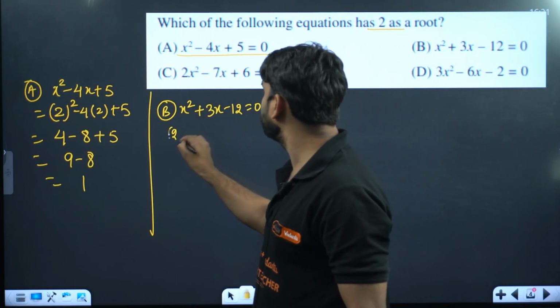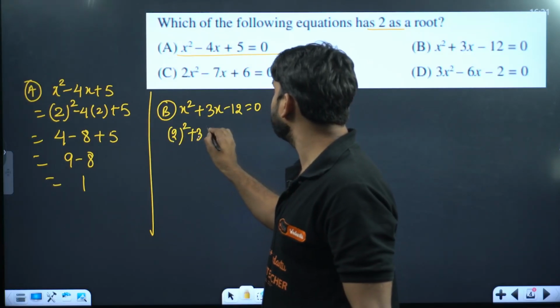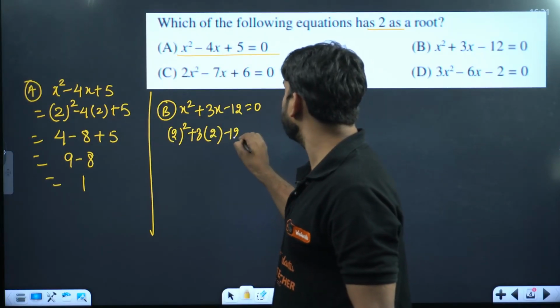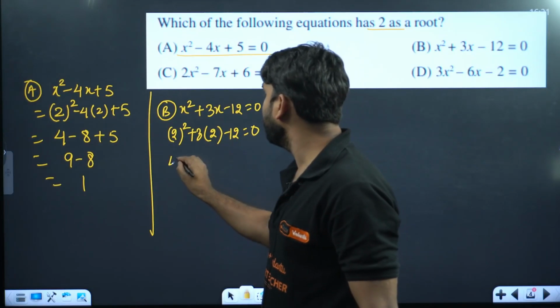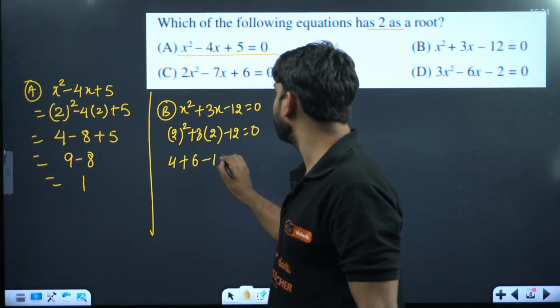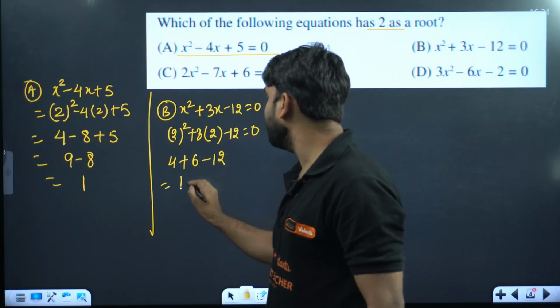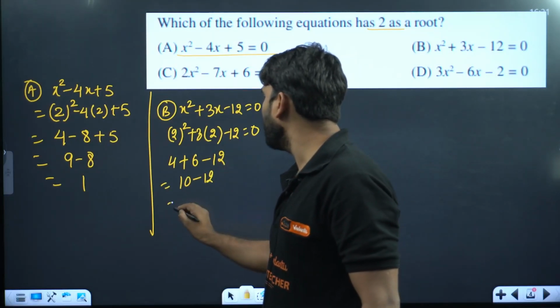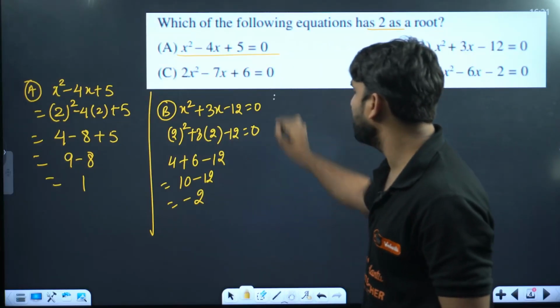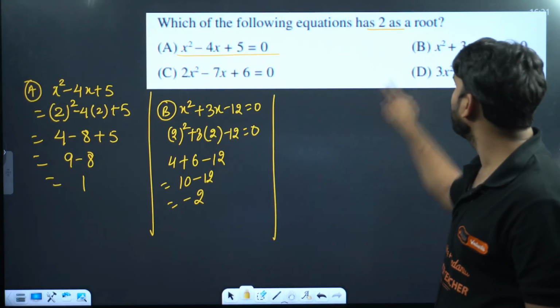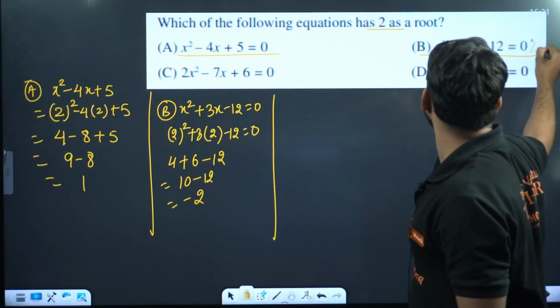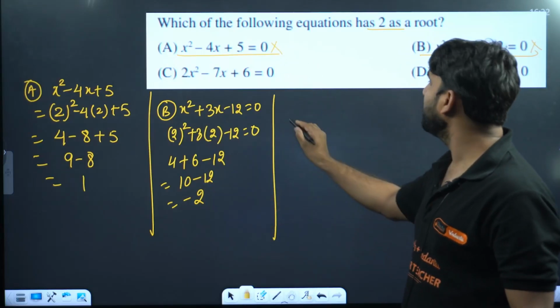So this is 2 square plus 3 into 2 minus 12 equals 0. 2 square will be 4, 3 twos is 6, minus 12. So 6 plus 4 will be 10 minus 12. Oh no, again something is there. 0 is not there. So 2 can't be a root of the second also. So this is not the answer. Now moving to C.